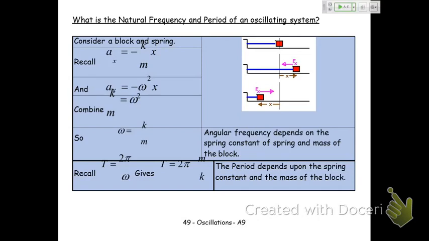Natural frequency. Let's try and find the natural frequency of something. Well, I know that a is equal to minus k over m times x. Let's just put that in so we can see that that's the equation. And then we know that a x is equal to minus omega squared x. So k over m equals omega squared. So omega is equal to the square root of k over m.